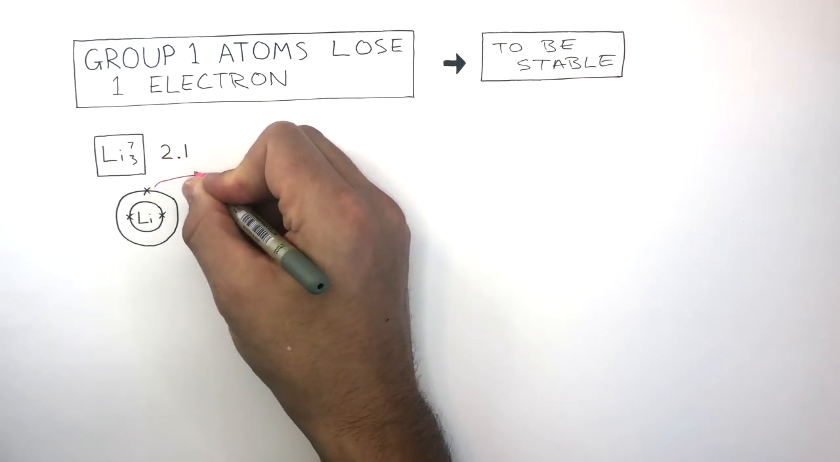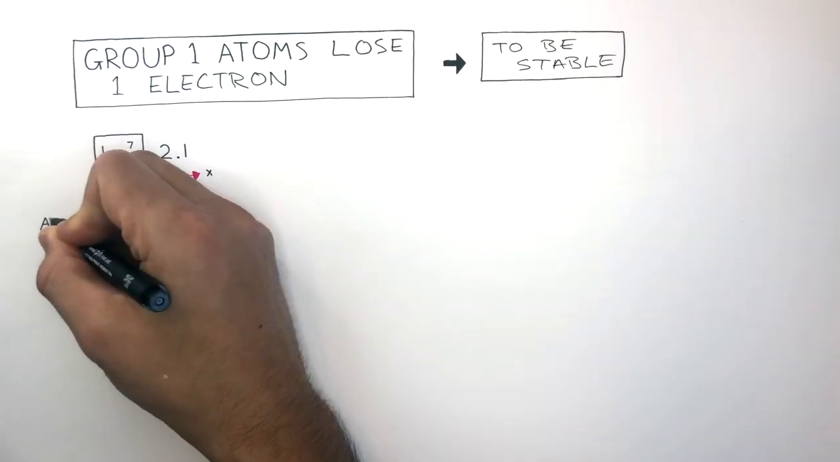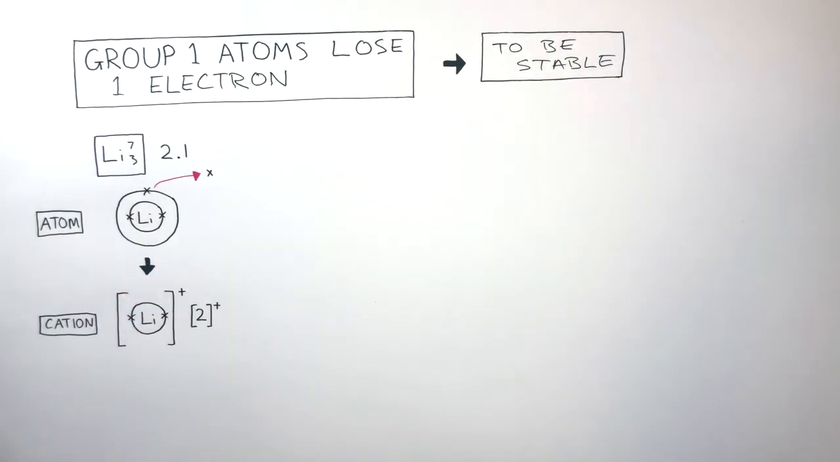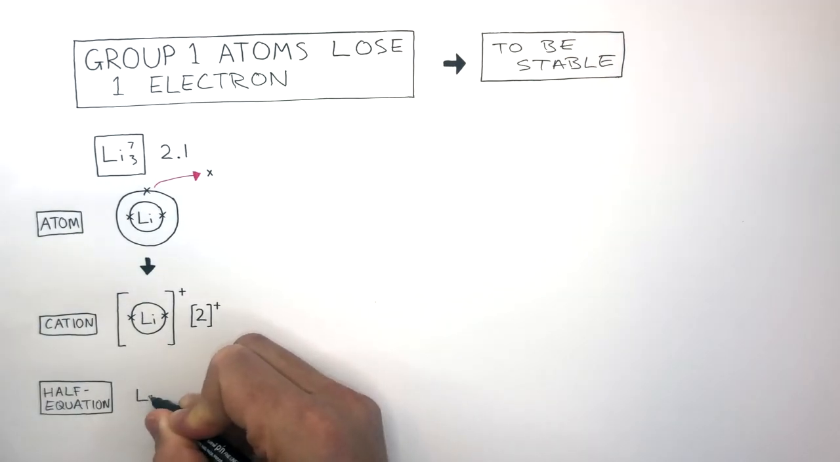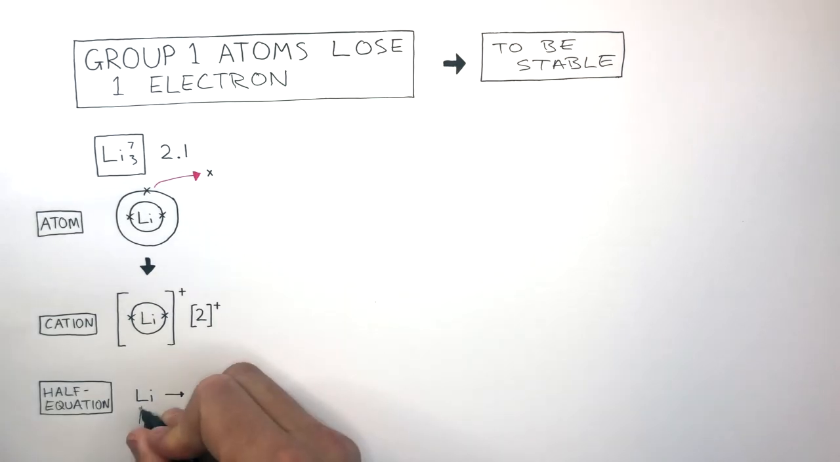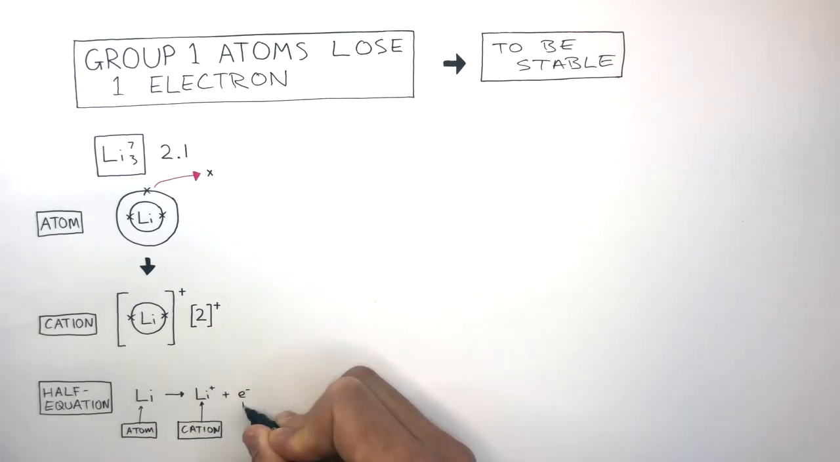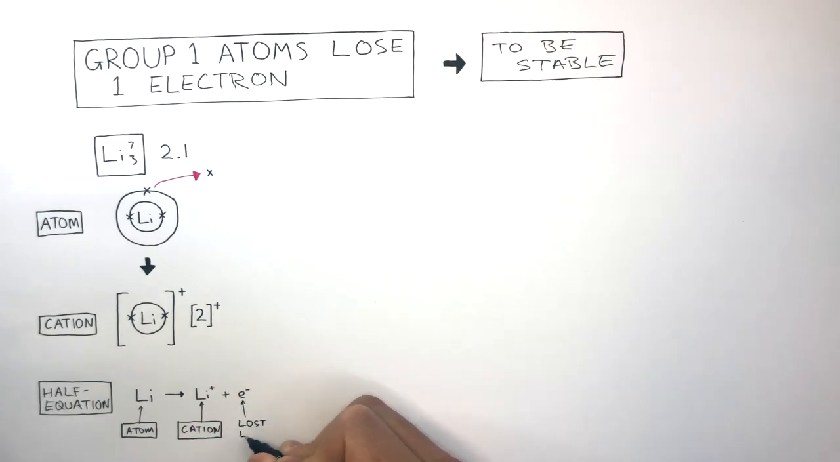The lithium atom loses one electron to become stable. Therefore, it now becomes a cation, which has a charge of 1+. And we can write the electronic configuration as 2 in square brackets with a plus. The atom has become a cation, and we can use a half equation to show this. So we write Li goes to Li+ plus an electron. Li represents the atom, Li+ represents the cation, and the e- represents the lost electron.